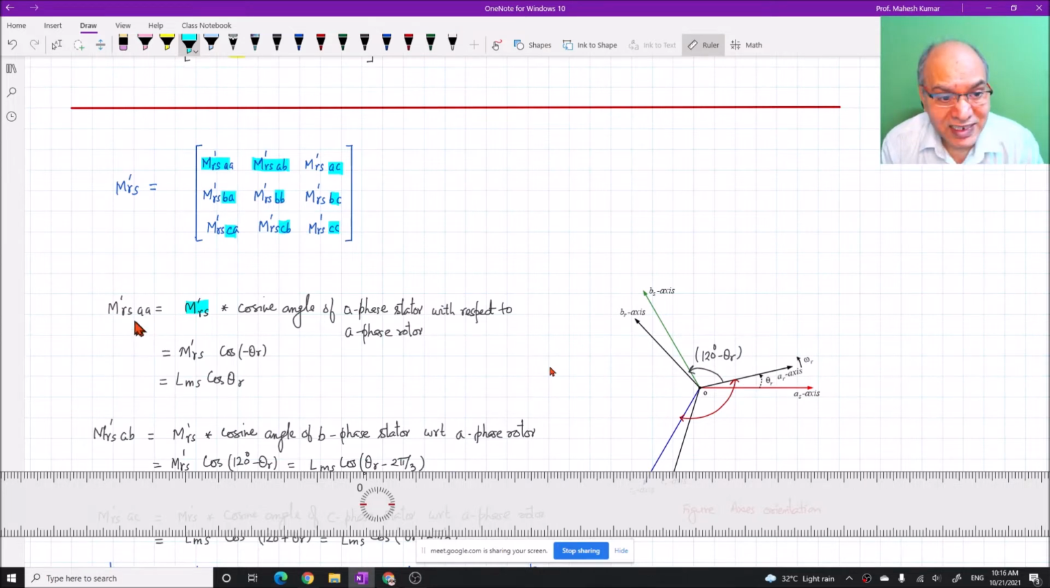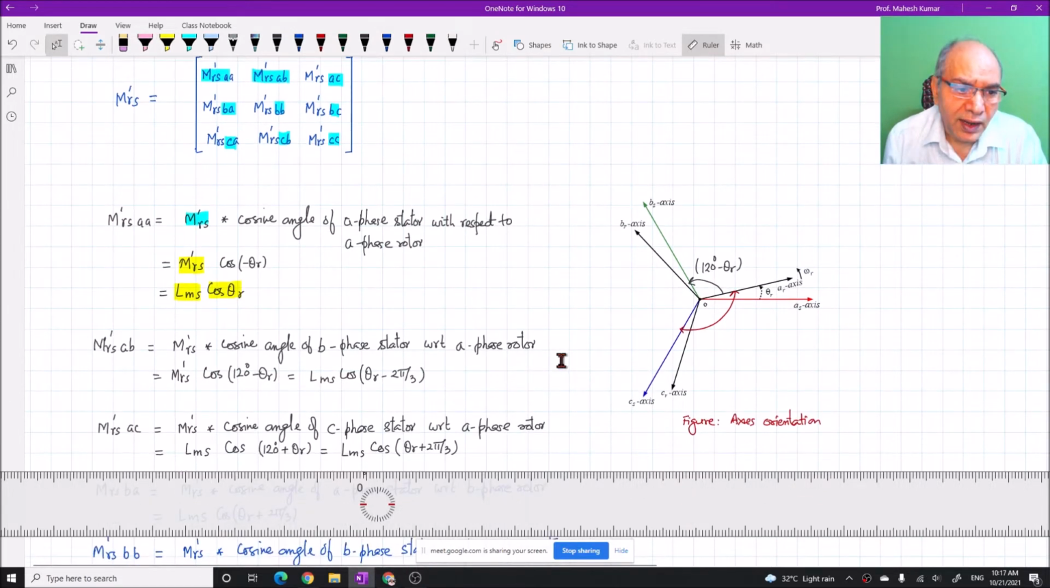So MRS dash AA becomes LMS. What is MSR dash? MRS dash is the same as MSR dash. It is the mutual coupling between the rotor and the stator when they are in the same direction, and that value is LMS. So this is nothing but LMS, and then this is cos theta r. So MRS dash AA becomes LMS cos theta r.